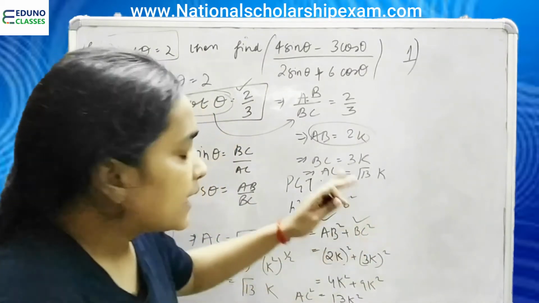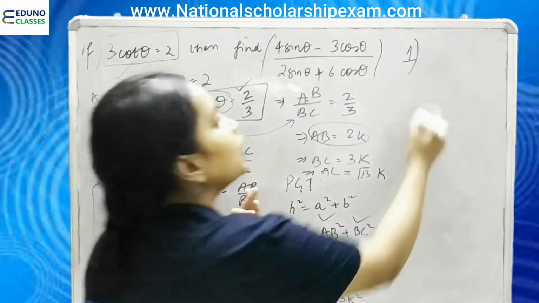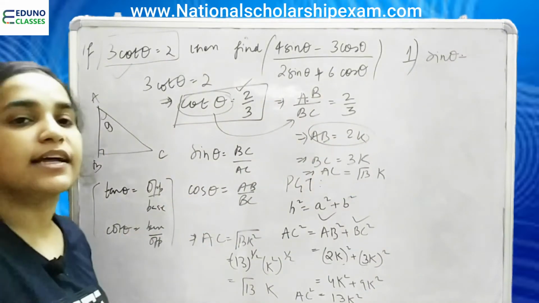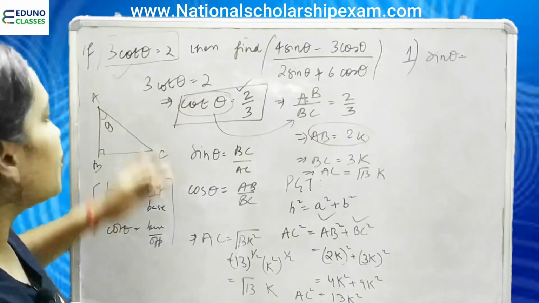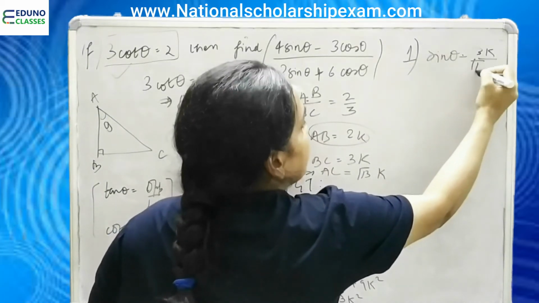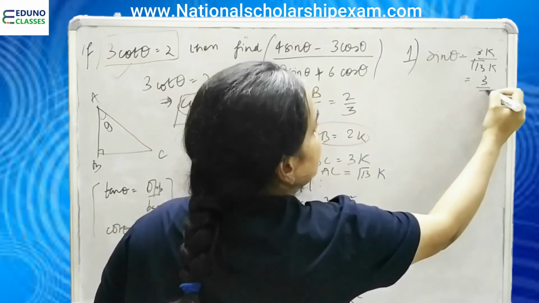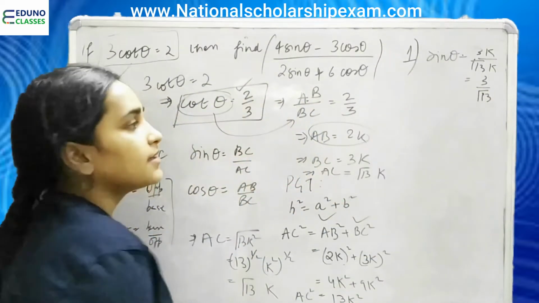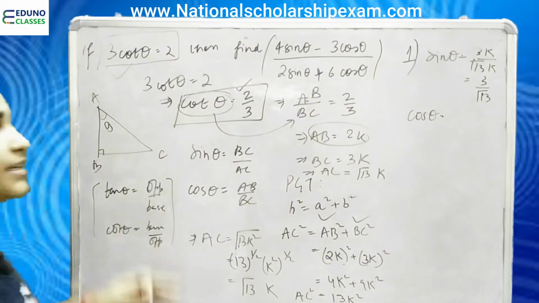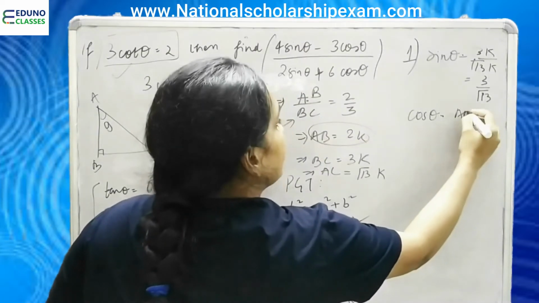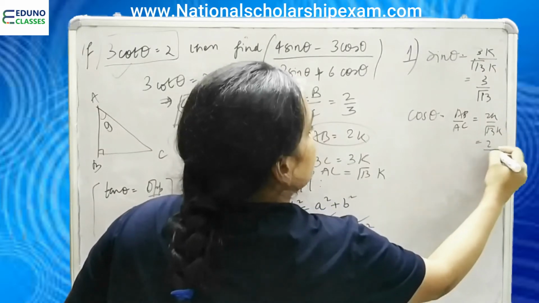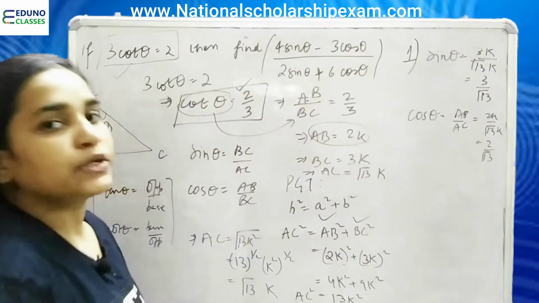root 13k. The conventional way is to find the value of sine theta. Look at the triangle and tell me what is sine theta. BC upon AC, you know BC is 3k and you know AC is root 13k. Sine theta came out to be 3 upon root 13. Similarly, cos theta is AB upon AC and AB is 2k, AC is root 13k. So cos theta came out to be 2 upon root 13.